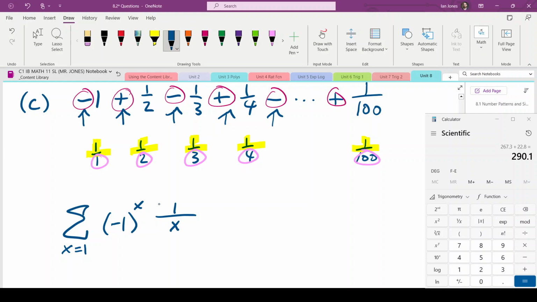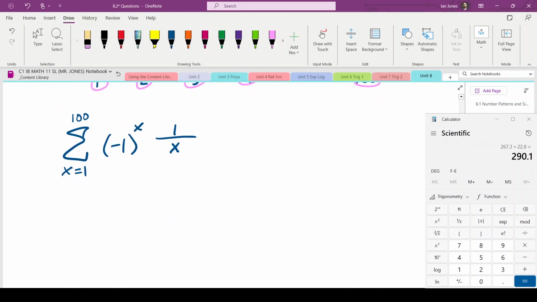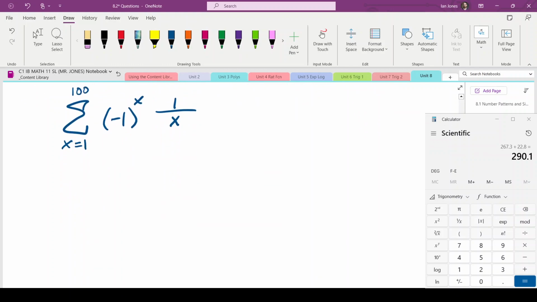Because when it's 1, I get the first one. When it's 2, I get the second one. 3, the third one, and so on. And this is going to go up to 100. And double check. You can plug in 1, plug in 2, plug in 3, plug in 4, double check it's working out. This one's good. Okay, D.